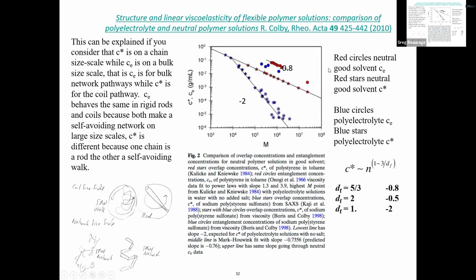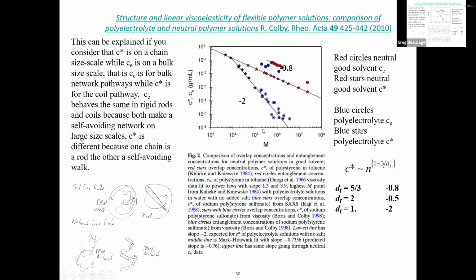So CE follows a 0.8, which would be the 3/5 dependence. If you plug in the 3/5 here, you get 0.8 for this C star number, right? And then CE follows exactly the same dependence, meaning that they're the same thing for polystyrene and toluene. So all right, that's nice.